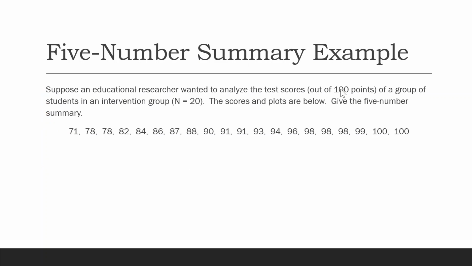It says, suppose an educational researcher wanted to analyze the test scores out of 100 points of a group of students in an intervention group. The scores and the plots are not shown below. I just have the scores here. And so all I want to do here is give the 5-number summary.